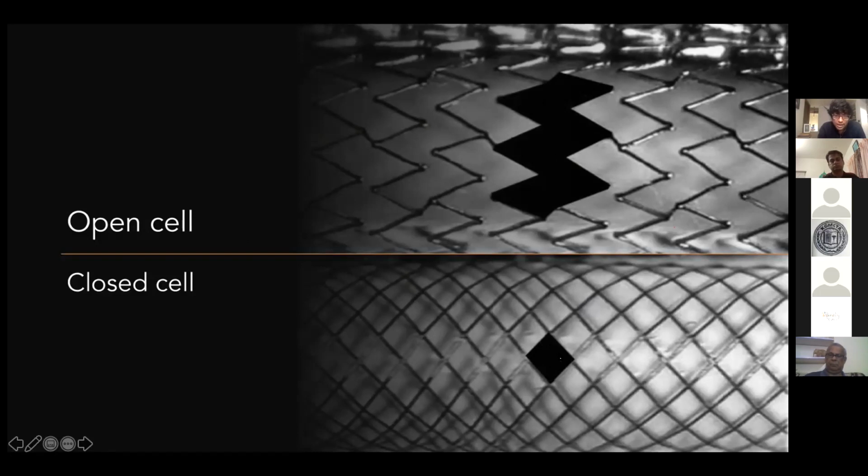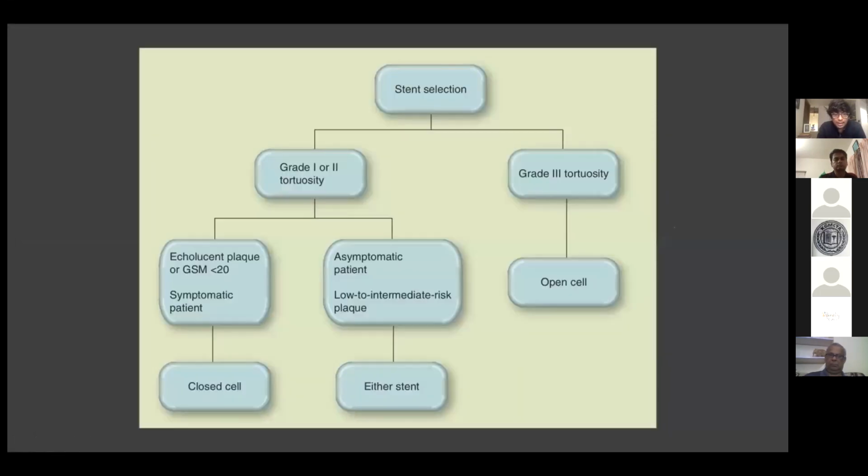So if you've got a soft echo-lucent plaque, it's advisable for you to use the closed cell stent. If you've got a slightly more stable plaque, an open cell stent would be a better idea. But what is the advantage of an open cell stent? Because it's open cell, it's more flexible, and it will conform to the artery much better than the closed cell. The closed cell advantage would be less chances of embolization and better radial strength. So if you're dealing with a tenacious plaque, perhaps a closed cell stent would be better. And here again, it's the same algorithm that you follow. If you've got an echo-lucent plaque, use a closed cell stent, and otherwise an open cell.